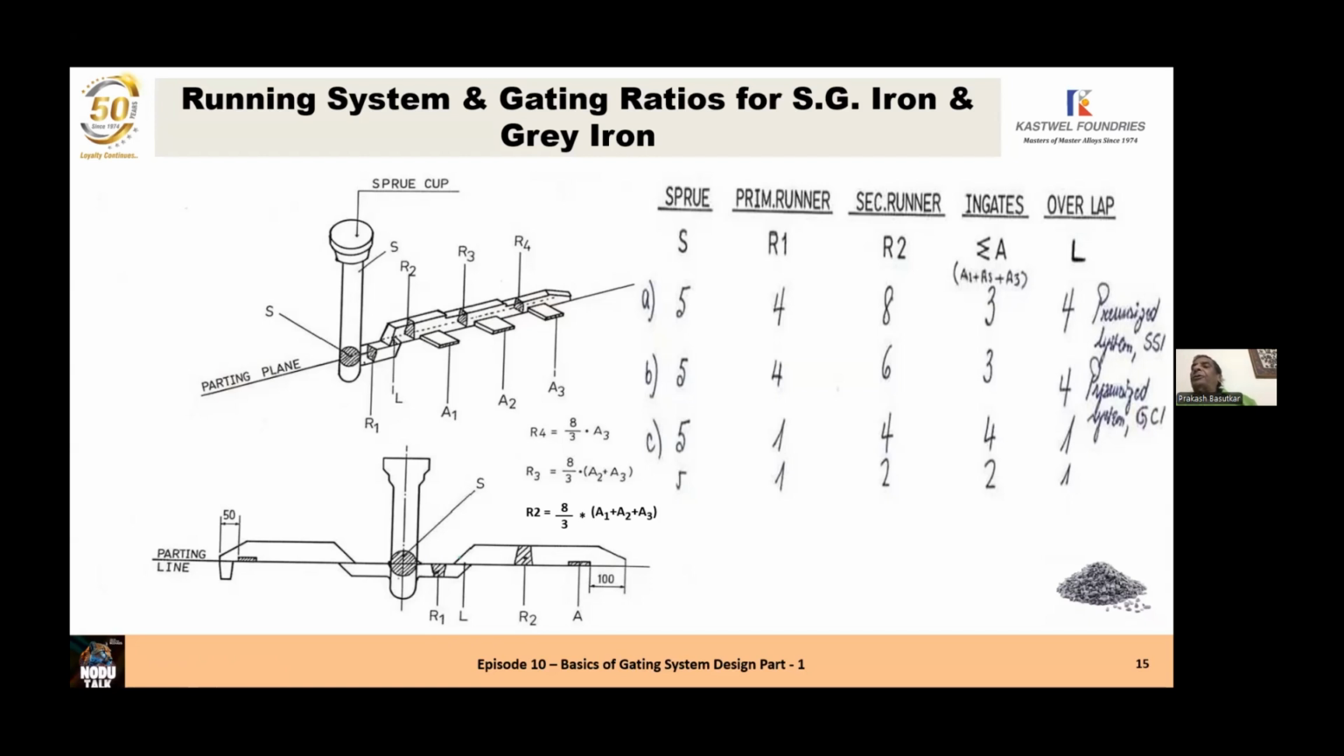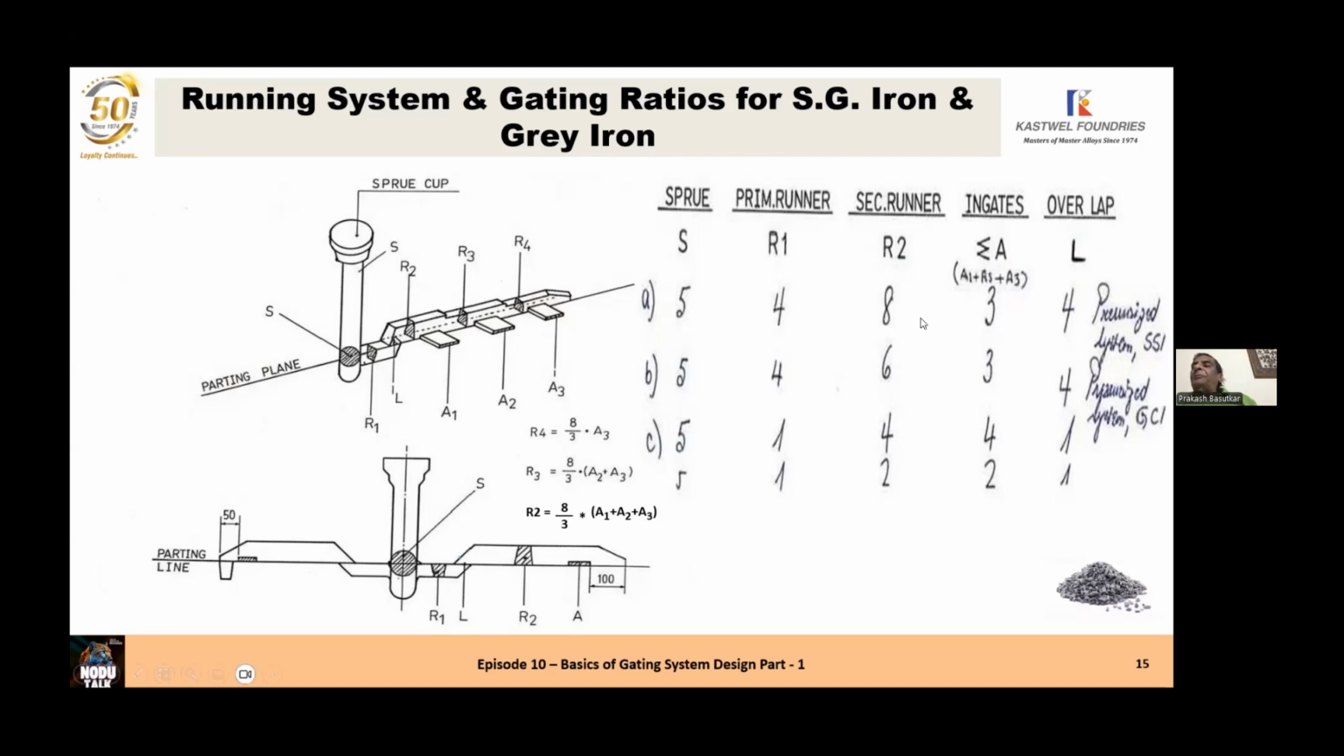So 5, 4, 8, 3 are the ratios in which the cross-sectional areas of these elements are designed and calculated. In the pressurized system, you have got the sprue area as 5, R1 as 4, R2 as 8, total ingate area is 3, overlap is 4. This is the pressurized gating system used for SG iron, written on the right hand side. In this ratio, 5:4:8:3:4.